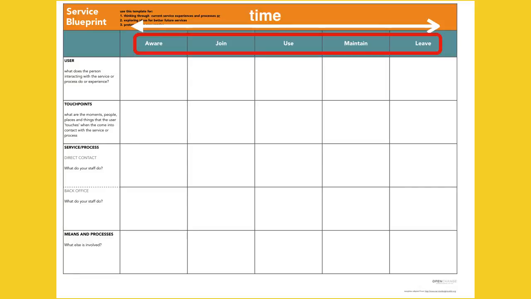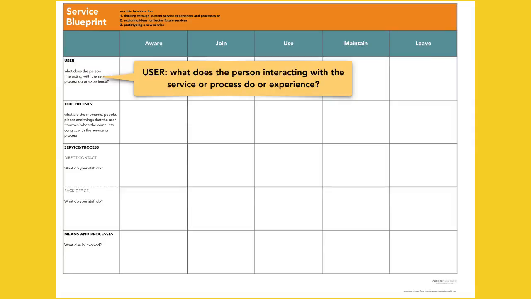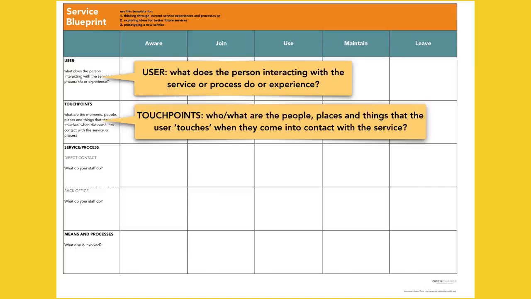The columns on this template refer to the different stages in the service experience: aware, join, use, maintain, leave. Now let's look at each row. The first one focuses on the user. What does the person interacting with the service or process do or experience? Next, we consider touch points. Who or what are the people, places and things that the user touches when they come into contact with the service?